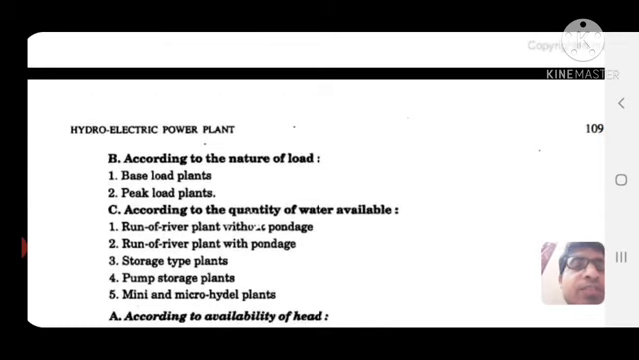According to the quantity of water available: run of river plants without pondage, run of river plants with pondage, storage type plants, pump storage plants, and mini and micro hydro plants.